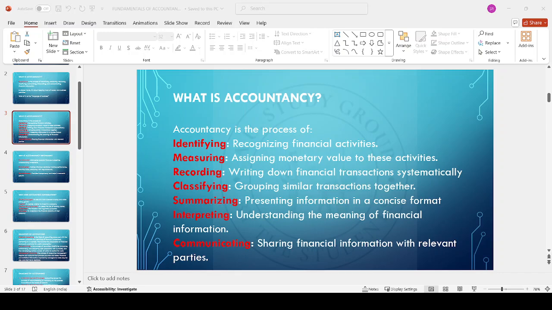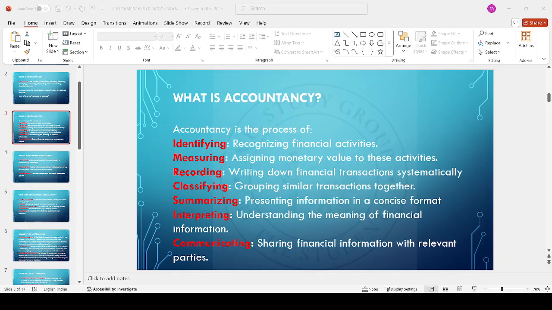The next step is summarizing. Now this involves taking all the recorded and classified information and presenting it in a shorter, easier to understand format. This is often done through a financial statement. For example, when we prepare a profit and loss account or a balance sheet, that is called summarizing. Okay, the next step in the process of accountancy is interpreting.